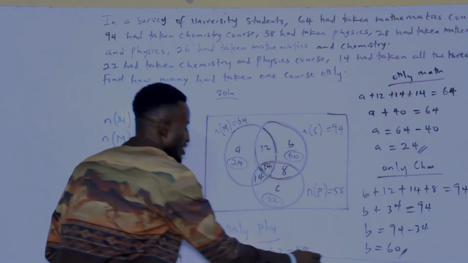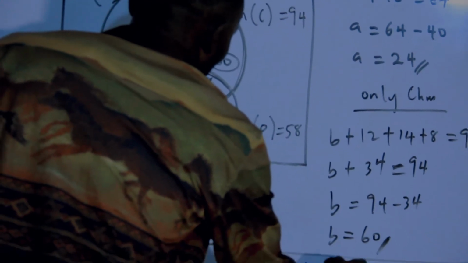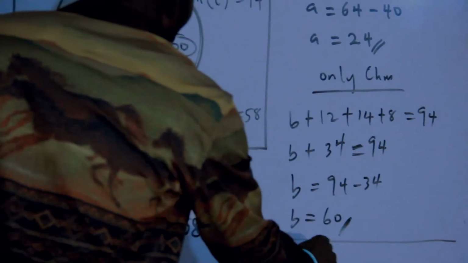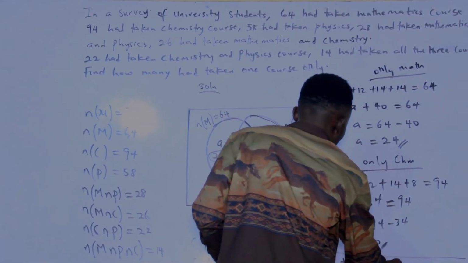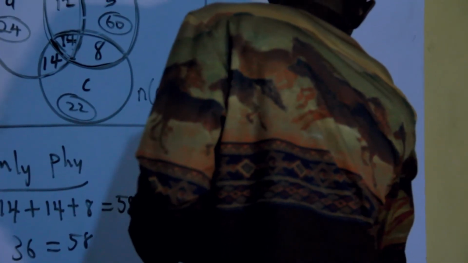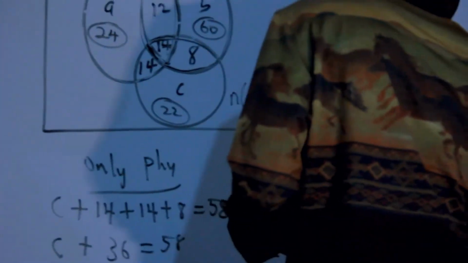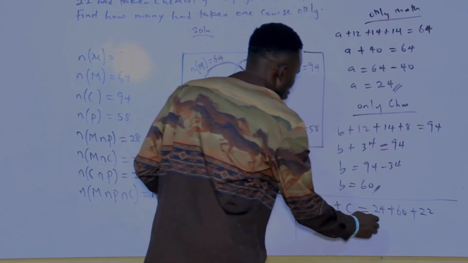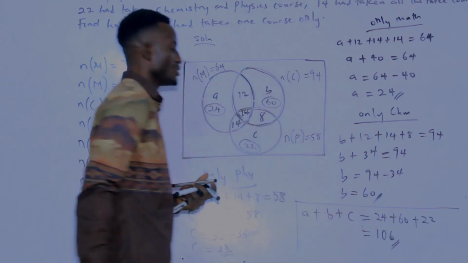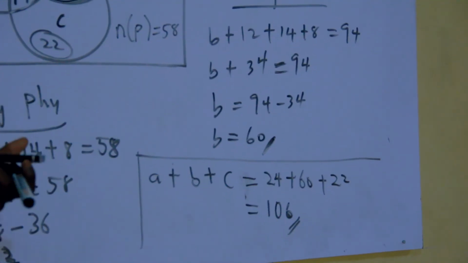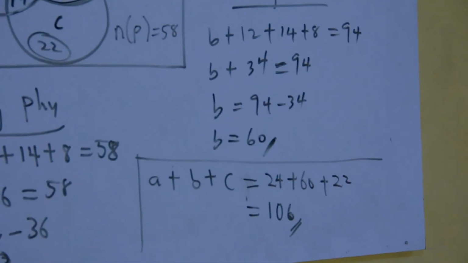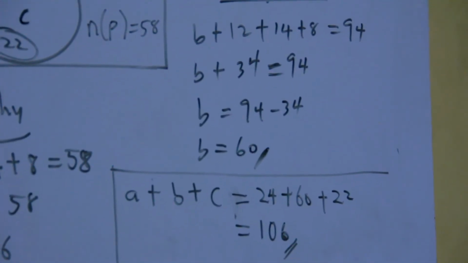We now have it to be your A, only mathematics, plus B, only chemistry, plus C, only physics. So which will be equals to, you have this to be 24, plus 60, which is 84, then plus 22. 84 plus 22 will be equals to 106. Now, if you check it very well, this is the total number of students that are taking only one course.